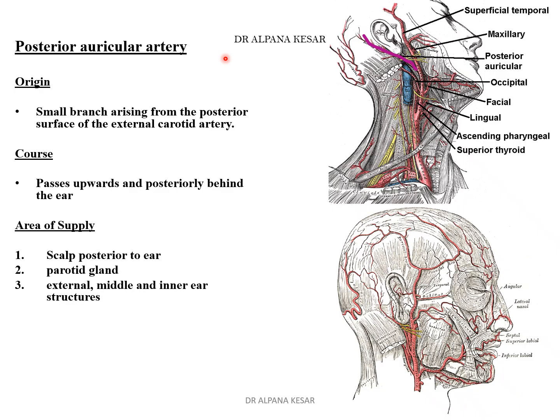Posterior auricular artery. This is the posterior auricular artery. The posterior auricular artery is a small branch of the external carotid artery arising from its posterior surface above the occipital artery. It passes backwards and upwards behind the ear. The area of supply of the posterior auricular artery is the scalp posterior to the ear, parotid gland, and external, middle, and inner ear structures.